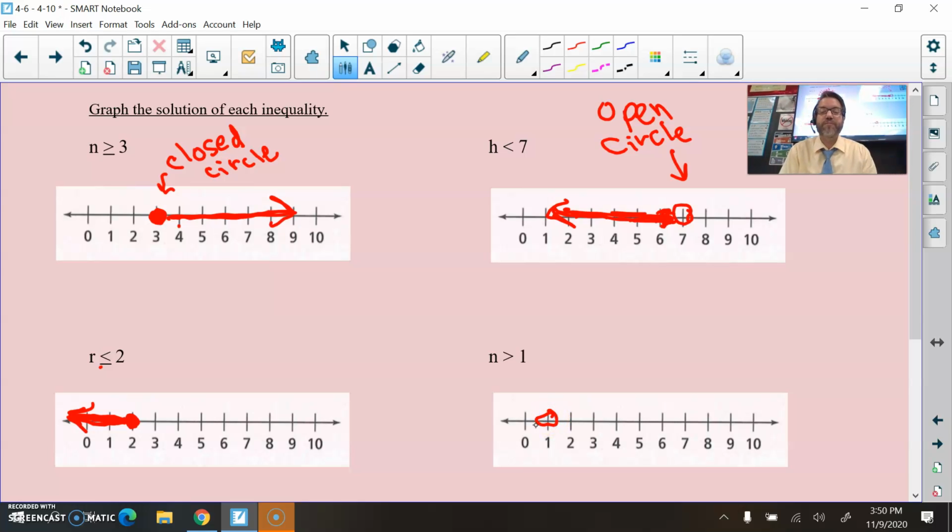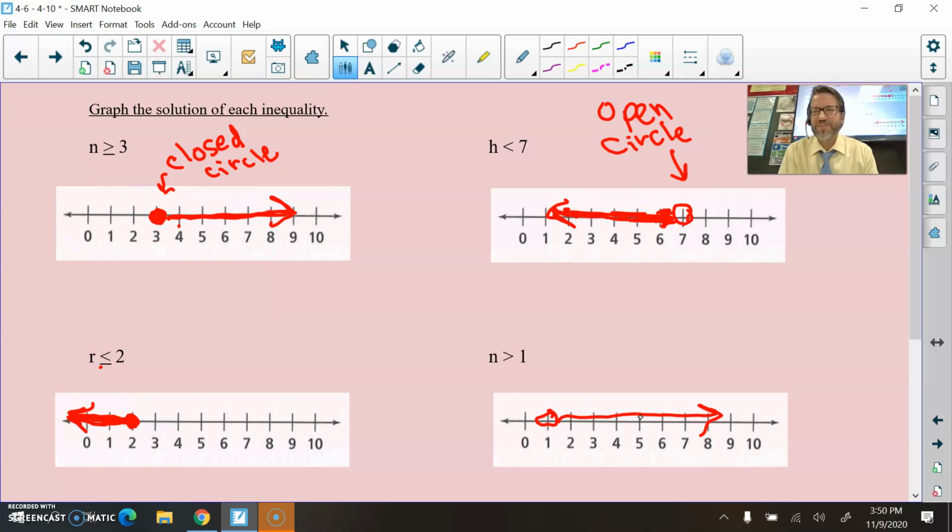There's my open circle. And since it's everything greater than 1, all the numbers that are greater than 1 are to the right on the number line. And again, the symbol looks like an arrow tip pointing to the right. Okay? So hopefully you get the idea how to graph these on number lines.